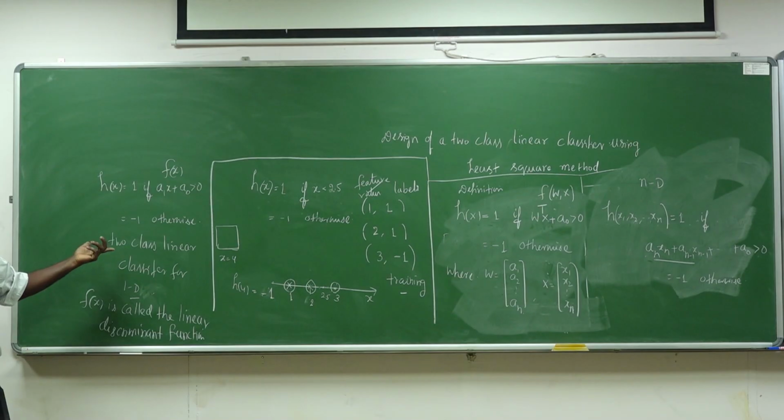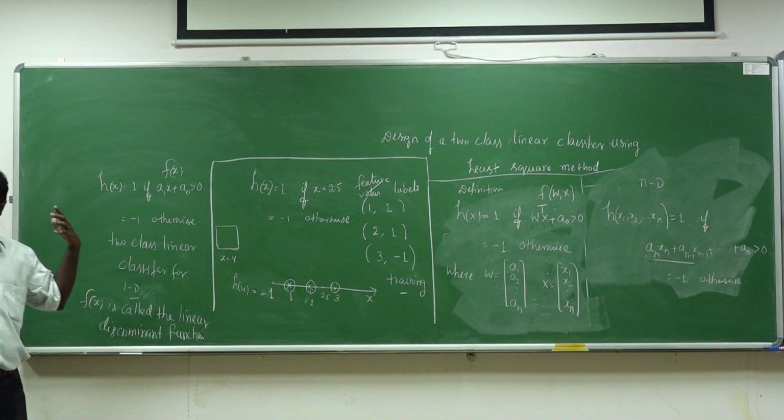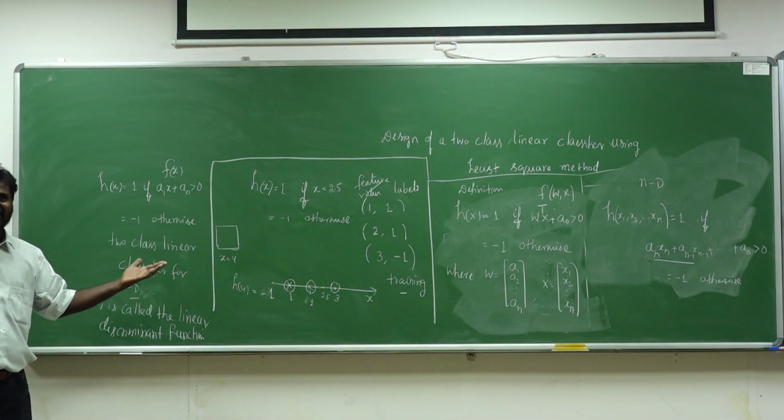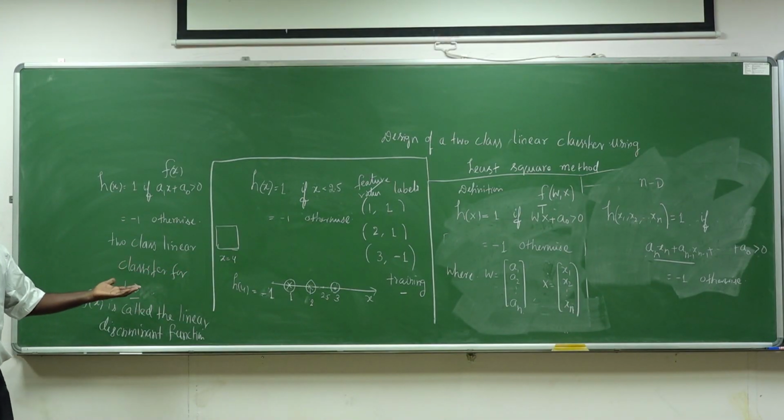Can we go ahead? Can we see there? Can we apply the least square method? How many of you know least square method here?